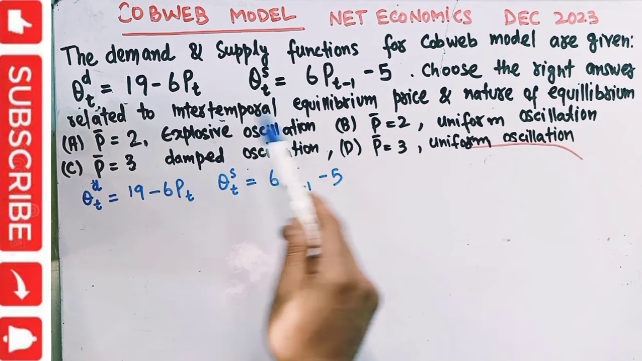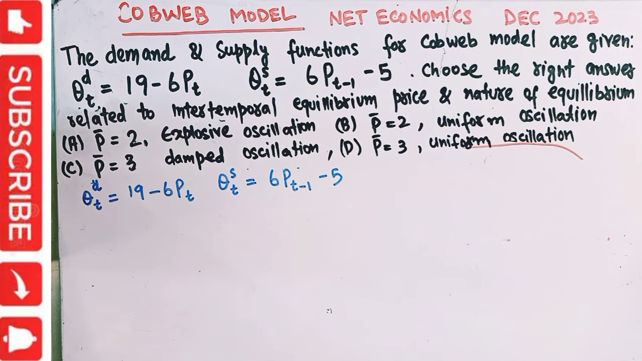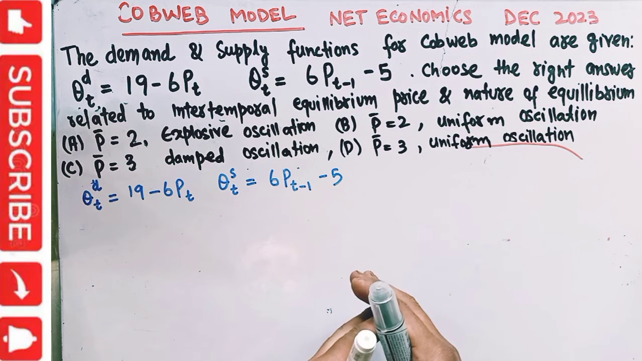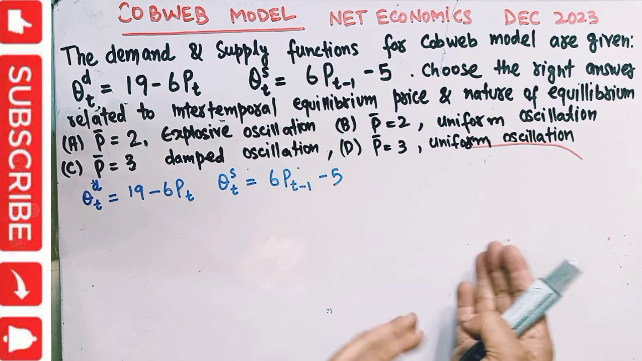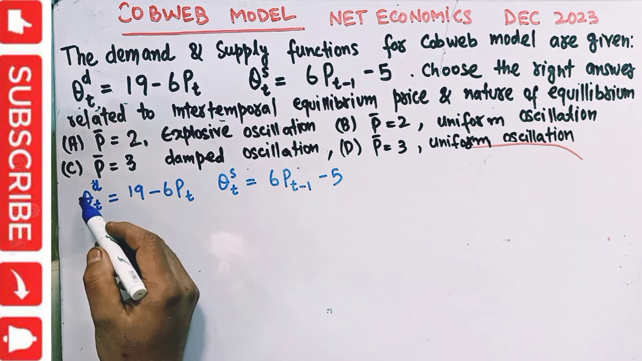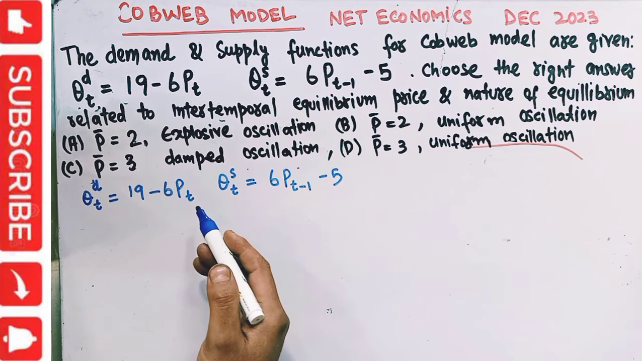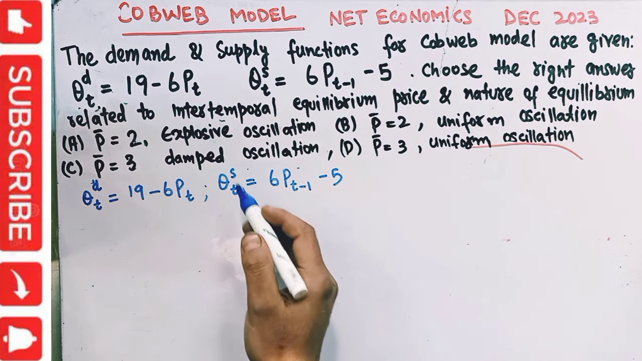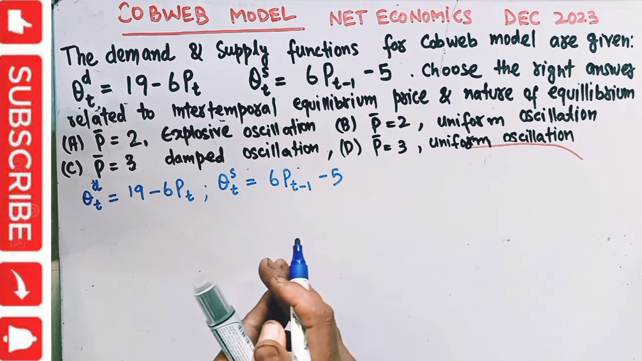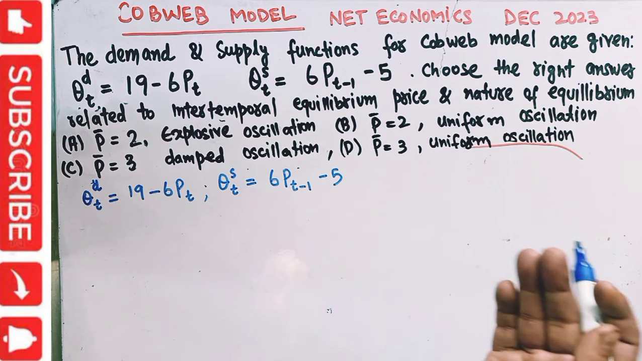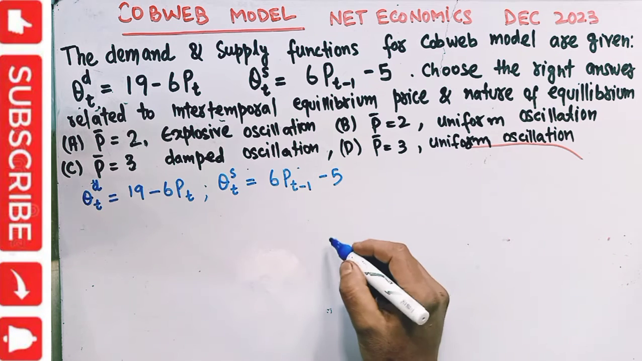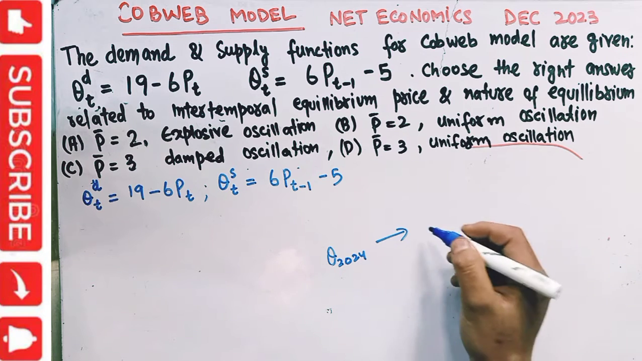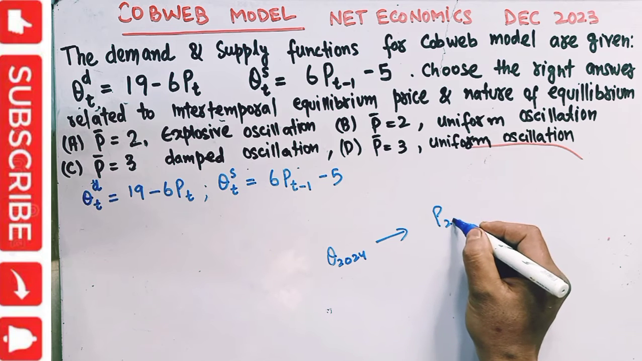We have to find out the intertemporal equilibrium price and the nature of equilibrium. Options are being given. We need to find out the correct option. This question is related to what we call difference equations. We have a Cobweb model, where quantity demanded at time period t is a function of the price prevailing in this period, but the quantity supplied in time period t is a function of the price that was prevailing in the earlier period. That is, let us suppose quantity supplied in 2024 is a function of the price that was prevailing in 2023.